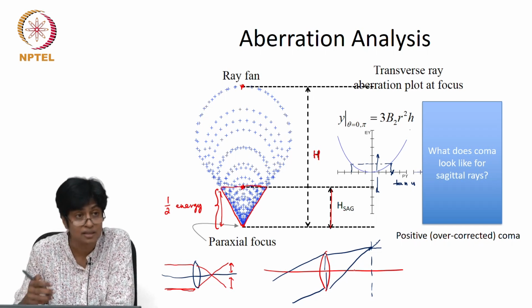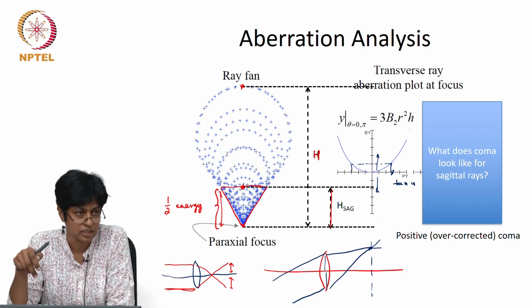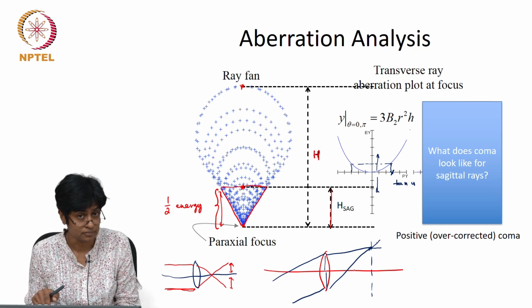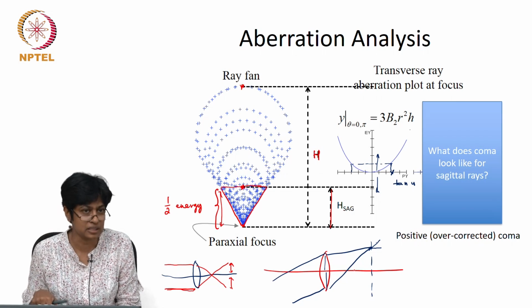So, the curve here is symmetrical in nature. It's not exactly the same because the tan u's are not the same. The rays have different angles coming in. But it's not antisymmetrical in nature.